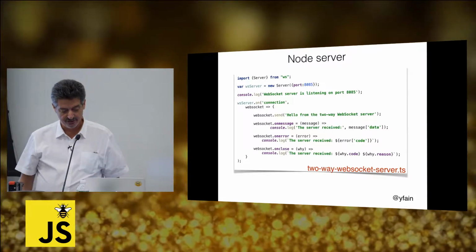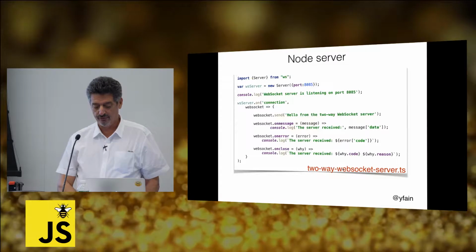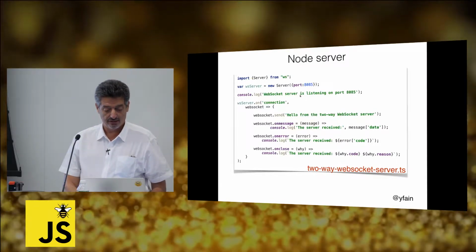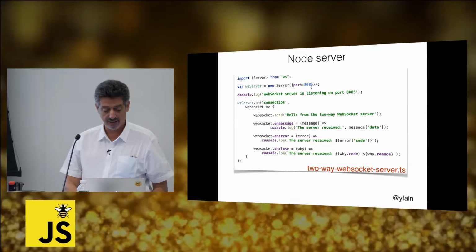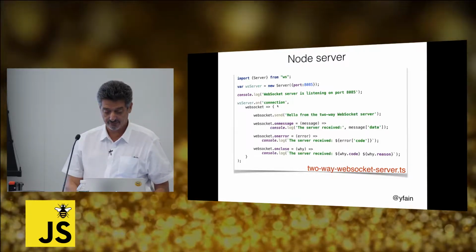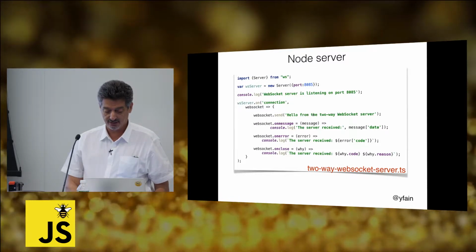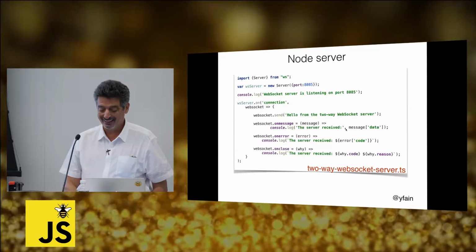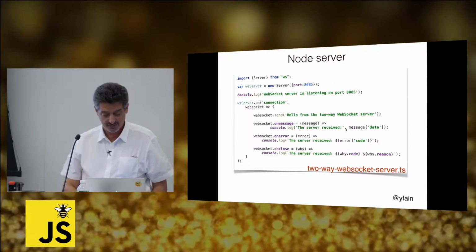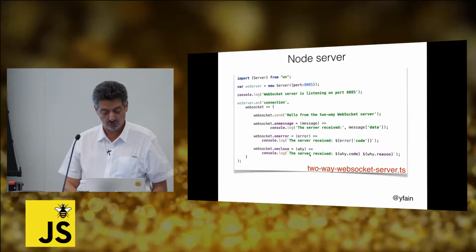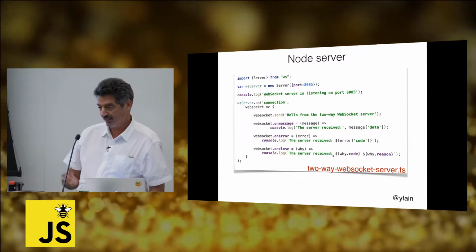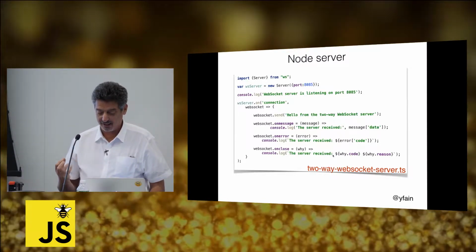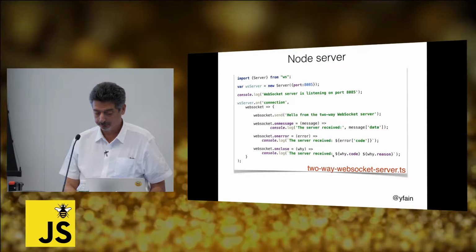What the server does. This file is called two-way WebSocket server TS. So very similar to what we did before. I create a new instance on port 8085. On connection, I immediately send hello from two-way WebSocket server. On message, I print on the console what I receive. This is the server's console. On error, I print an error, and on close, I can also print a message. And if the socket is closed, I'm going to get back the code and the error why it was closed.